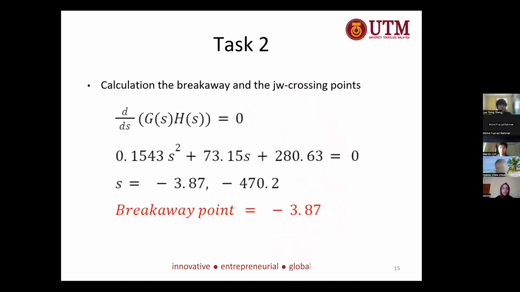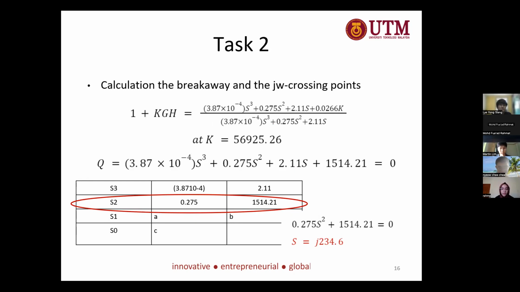Then the calculation of the breakaway and jw crossing points. First, for the breakaway point, I used the differentiation of GS and HS equals 0. Finally, I got the breakaway point negative 3.87 because it is between 0 and negative 7.74. In the calculation part, I got the jw crossing by getting the characteristic equation, then I used the Routh table and a row of zeros to get the jw crossing, which is plus or minus j234.6.